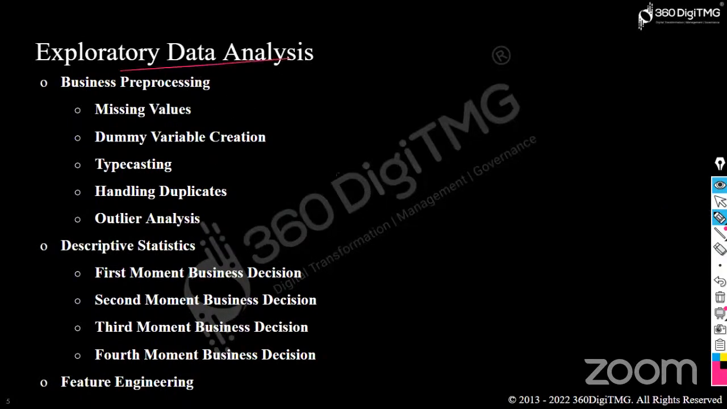Under exploratory data analysis, we have business pre-processing that has several processing things that we need to highlight when the data are not available properly. When it is missing, when do you need to create your dummy variable, the type casting, if you want to convert from one form to the other form. When you have duplicates, how do you manage that? And basically, more important is detecting the outlier and avoiding the outlier.